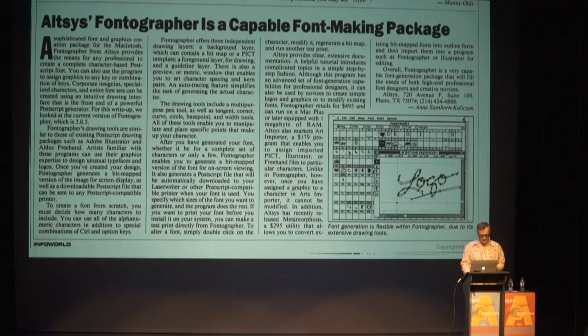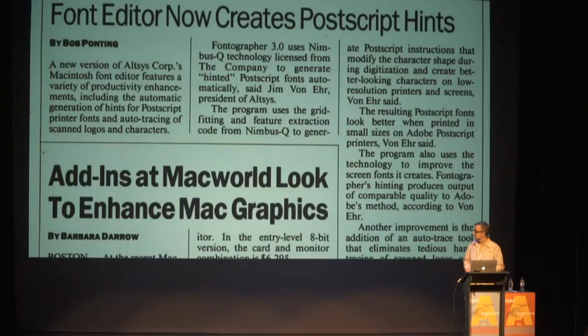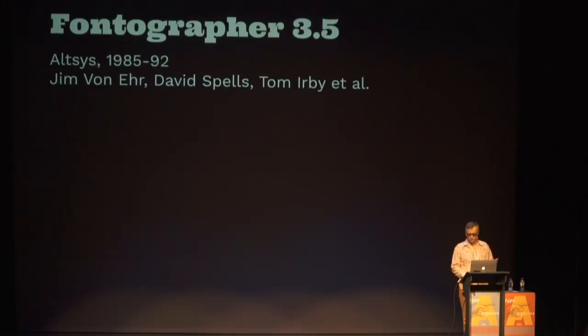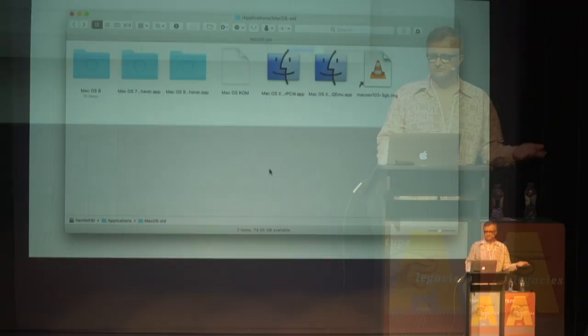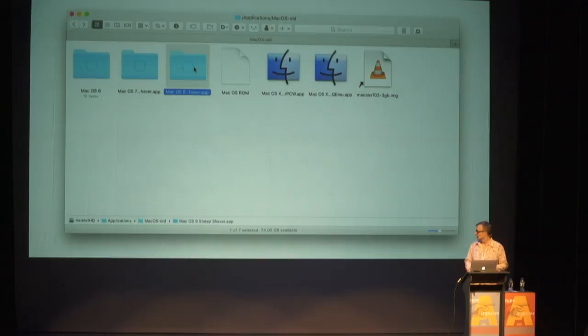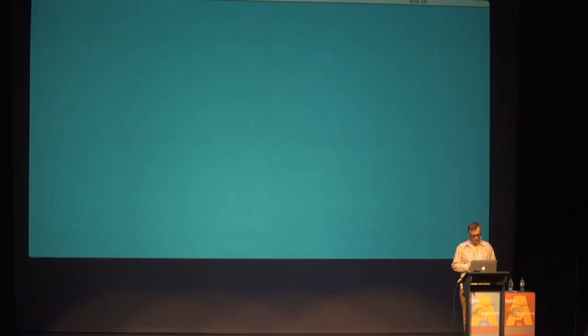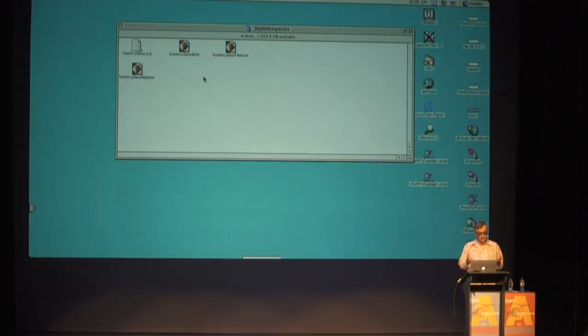So I thought, well, okay, I'm going to turn to Alsys Fontographer, supposedly a capable font-making package, also one that uses Nimbus Q technology, licensed from URW through the company, I believe, to generate hints. Okay, I'll try that. Fontographer 3.5 was developed by Alsys in 85, a company started by Jim von Ayer, and existed until about 92 as Alsys Fontographer. Since I like to carry a couple of operating systems around on my computer just in case, I started my portable Mac OS 9, and opened the files that I got, and yes, they do open in FOG 3.5.